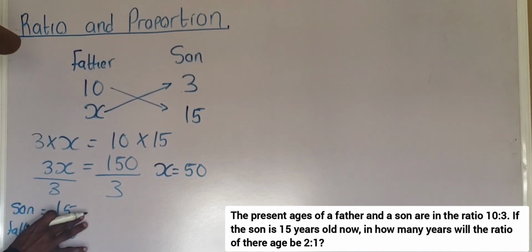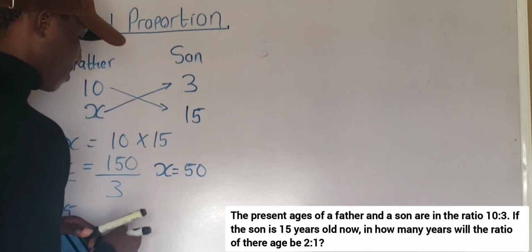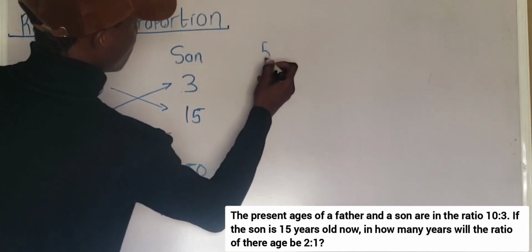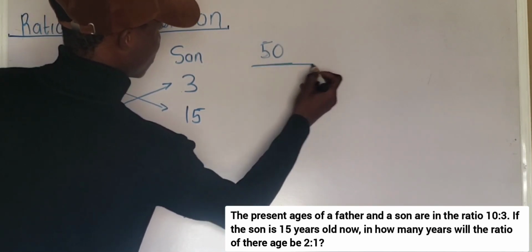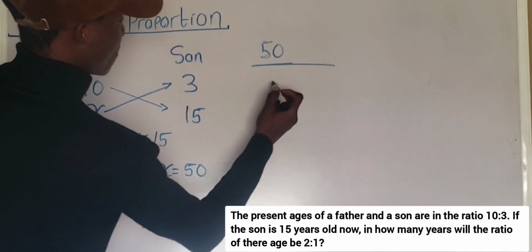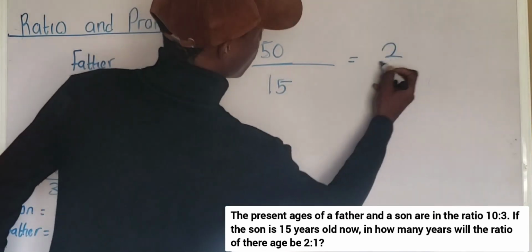The son's age is what? 15. The father's age is what? 50. So for this, I'm going to have 50 over 15 is equals to 2 over 1.